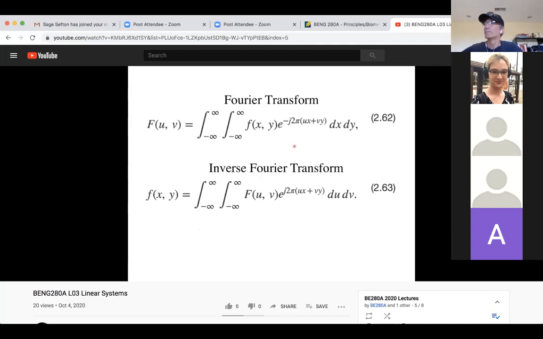Okay, so we're going to introduce the Fourier transform now. First, any questions about that so far? Let's pause for a second and see if we got any questions there.